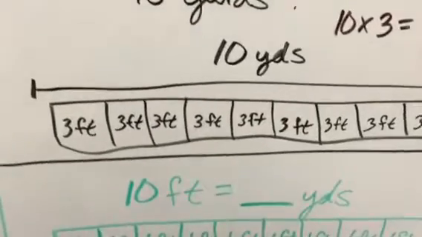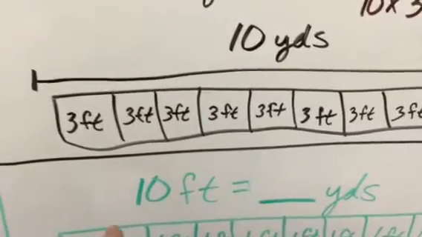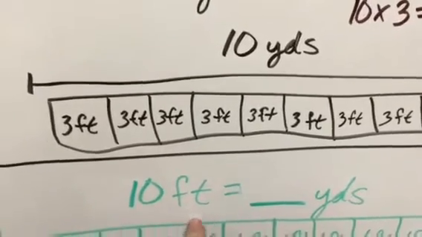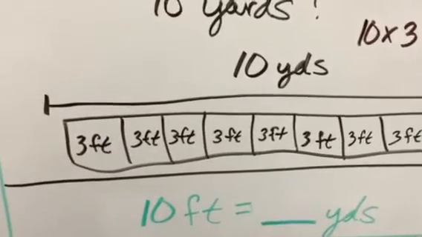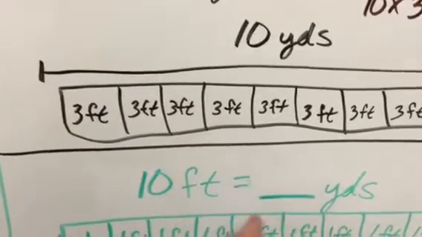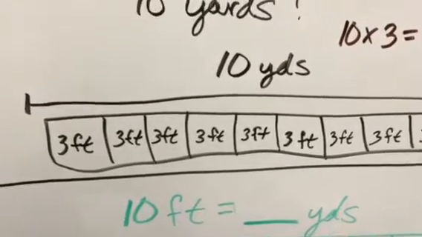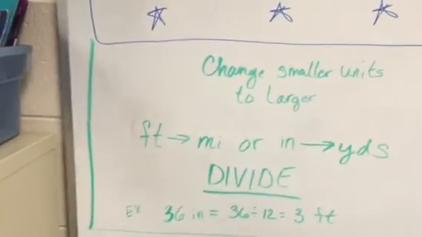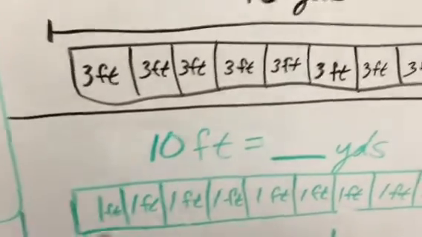This is the way that you're going to see a lot of these questions in this lesson. It'll give you a distance, and it will equal blank and another unit. So if I have 10 feet equals how many yards? I'm going from smaller to bigger, so I know I have to divide. From feet into yards, I'm going to divide.